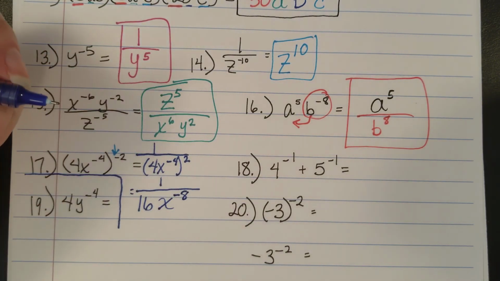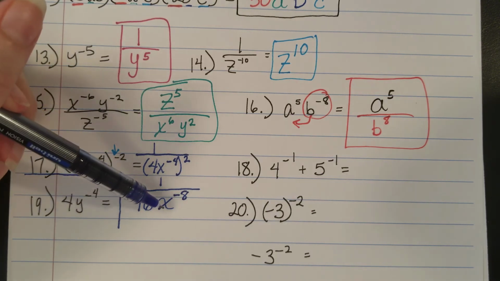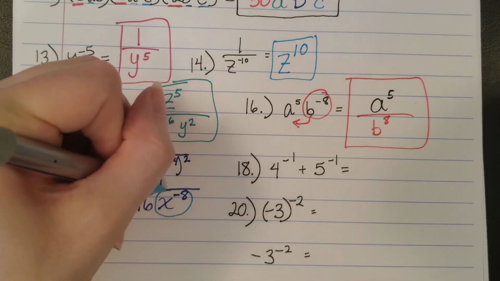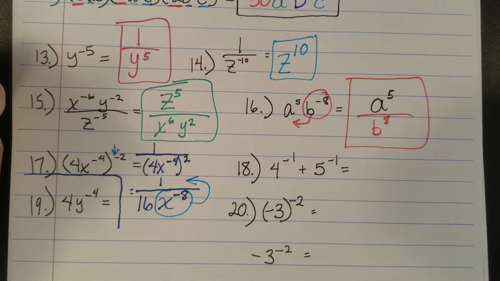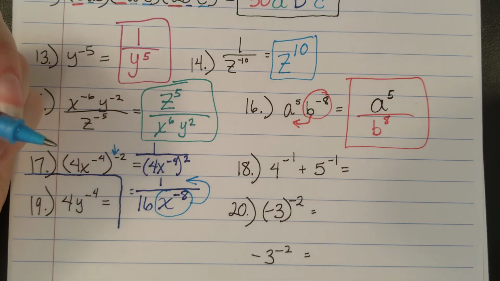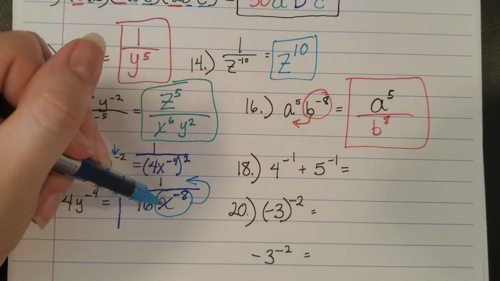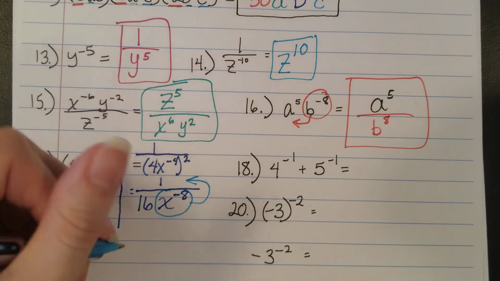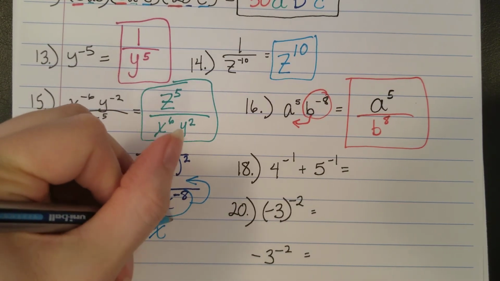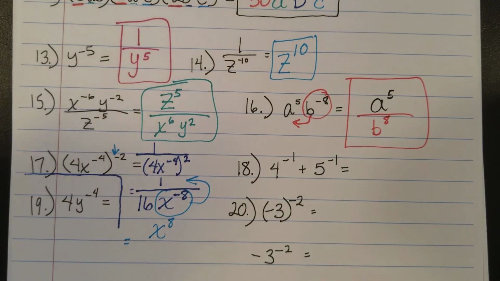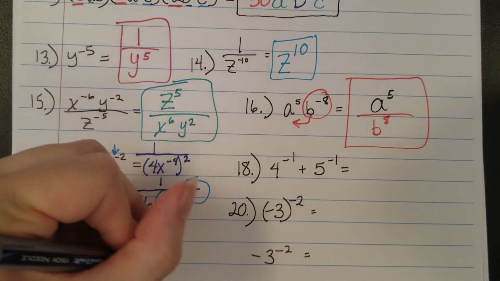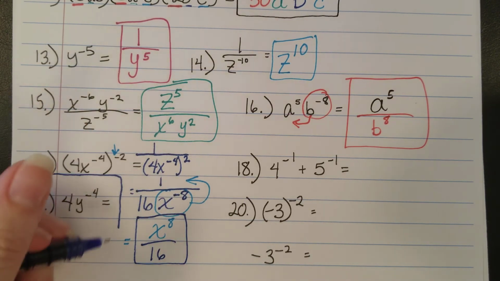Okay. Now we still want to get rid of the negative exponent. So since that's on the denominator now, we're going to move that up to the numerator. So we're just going to take this, we're going to move it up here, and that's going to get rid of the negative. Okay. So it'll basically be like 1 times x to the negative 8. But when you multiply it by 1, that doesn't really do anything. So it's just going to be x to the power of 8 over 16. So the 16 just stayed there. So that's my final answer for number 17.